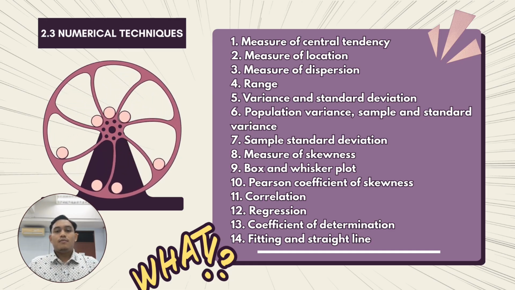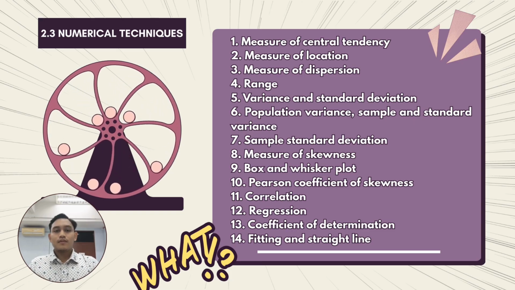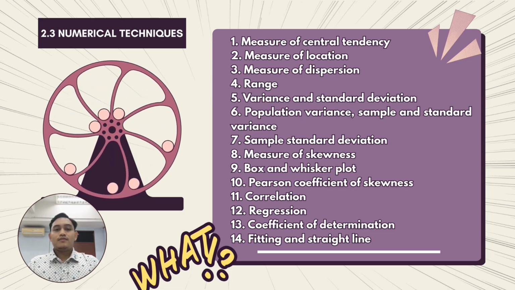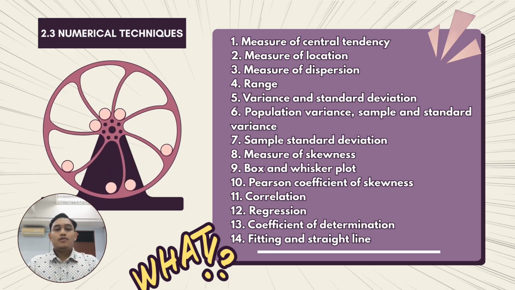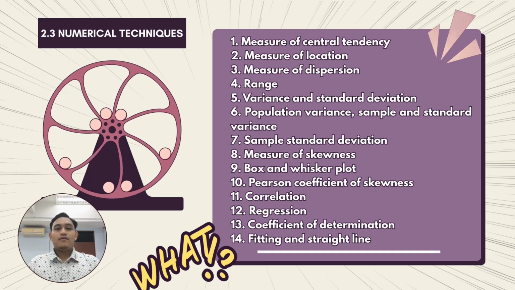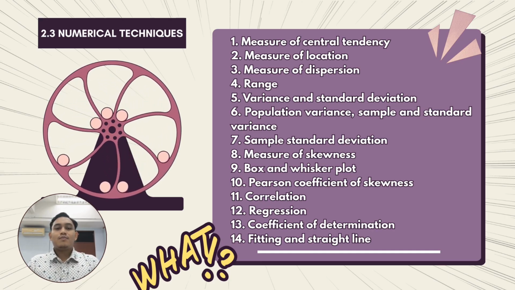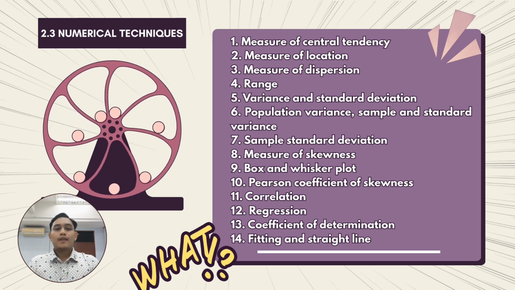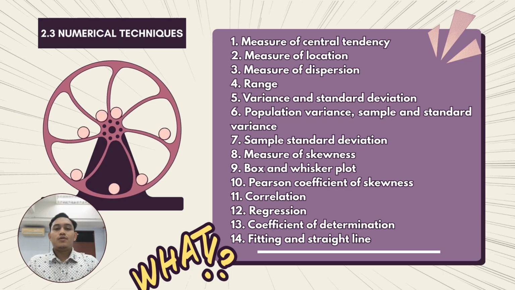Number 1, measure of central tendency, which is mode, median, and mean. Number 2, measure of location, which is quartile and interquartile range. 3, measure of dispersion. 4, range. 5, variation and standard deviation. 6, population variance, sample variance, and standard variance. 7, simple standard deviation. 8, measure of skewness.